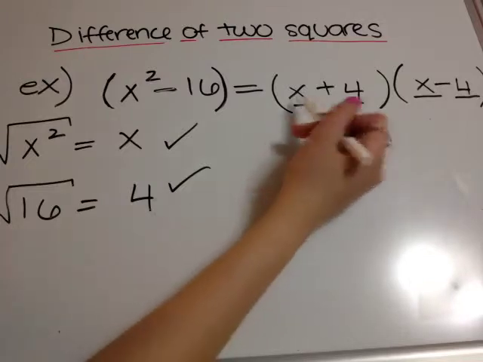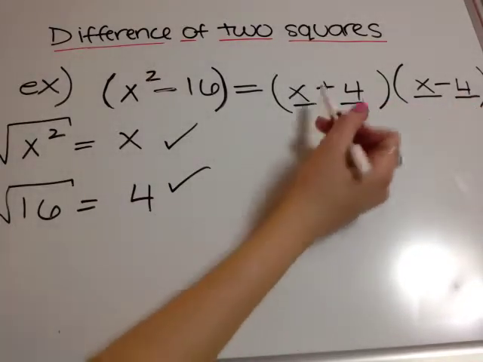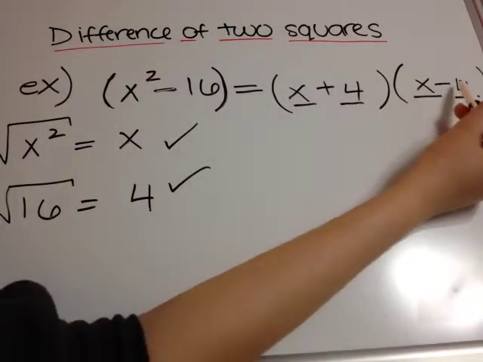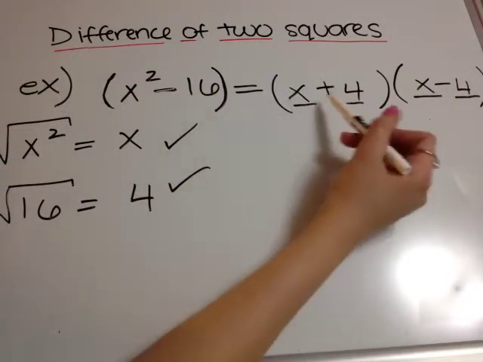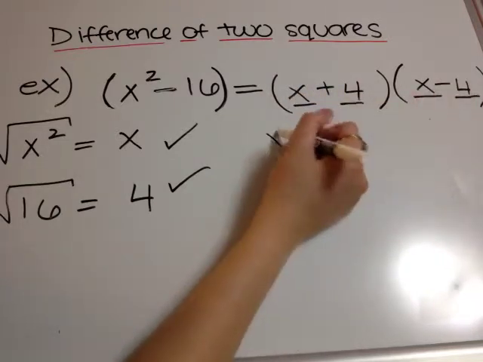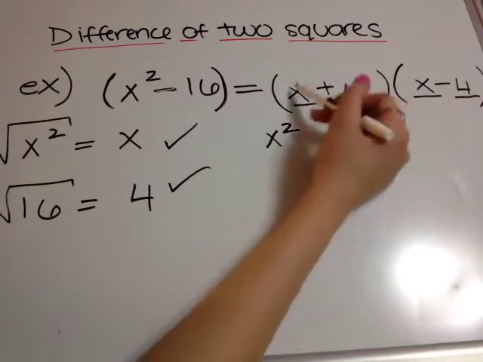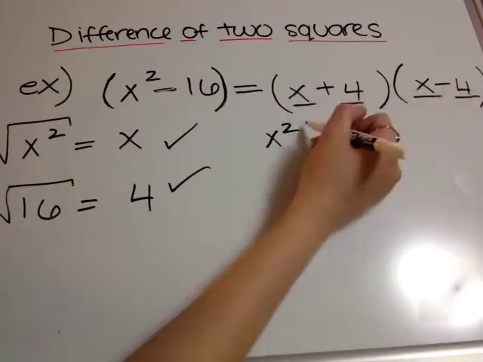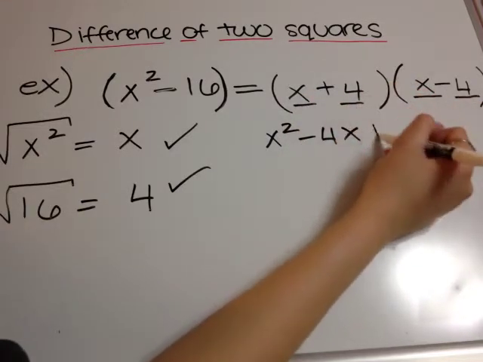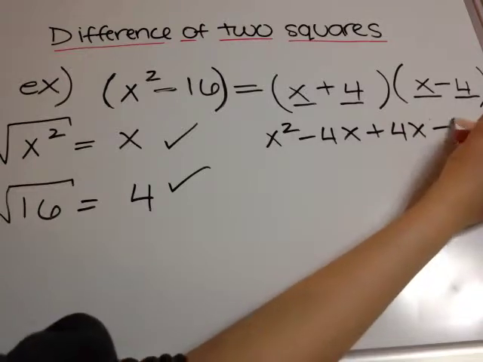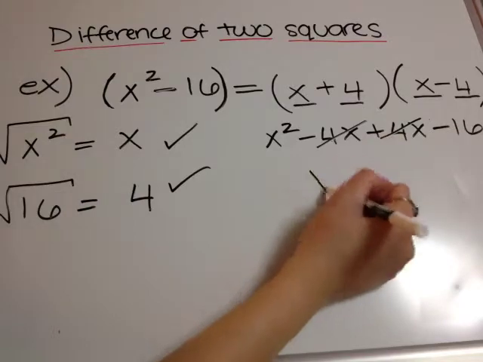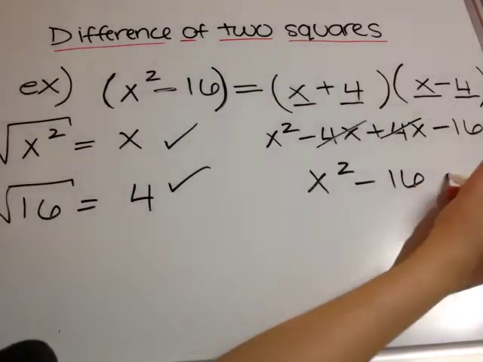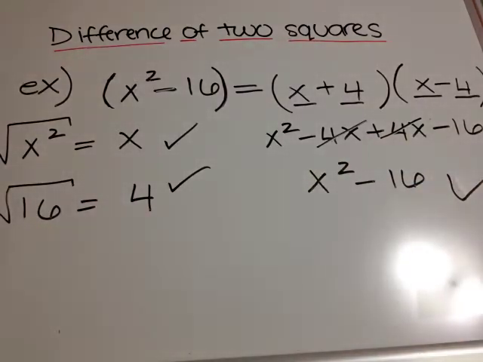And now that we have our answer, we can double check if x plus 4 times x minus 4 gives us x squared minus 16 by foiling. So if we foil, we're going to do x times x, which is x squared. So that's our first. Outer is negative 4x, inner is positive 4x, and last is negative 16. Minus 4x plus 4x, these cancel out, and we're left with x squared minus 16, so we know we did it correctly. Okay, let's try a slightly harder problem.